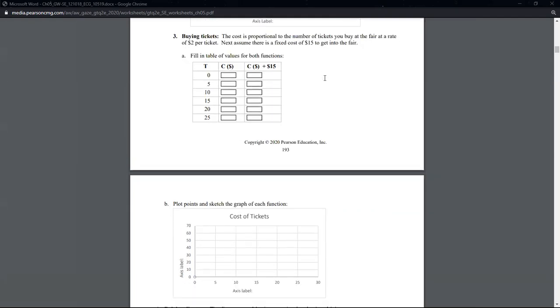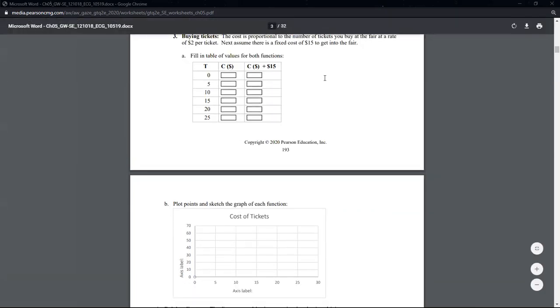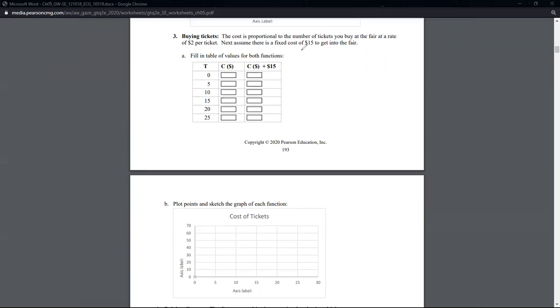So fill in the table of values. This is just the number of tickets. Let's go back to blue, please, thank you. So this is just the cost for your tickets. This is your total cost.